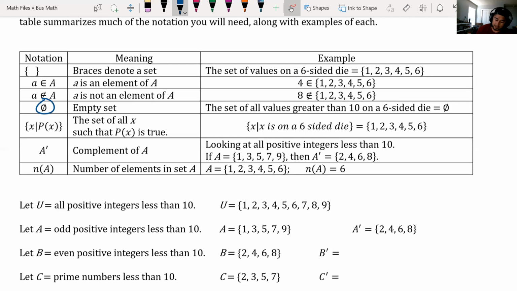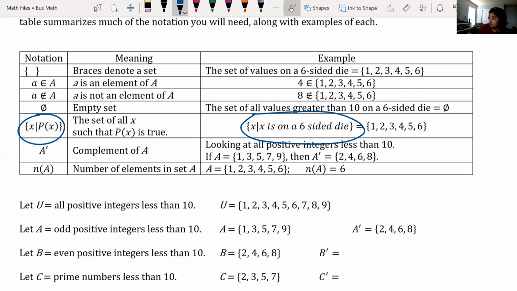An example of that is the set of values on a six-sided die. You see the braces {1, 2, 3, 4, 5, 6}, denoting all the sides on a six-sided die. The next notation says a is an element of A. So this funny-looking symbol means element of, or belongs to. So a belongs to set A. a is an element of set A. If we asked, is 4 an element of the set {1, 2, 3, 4, 5, 6}, we would say yes, because 4 is inside our set.